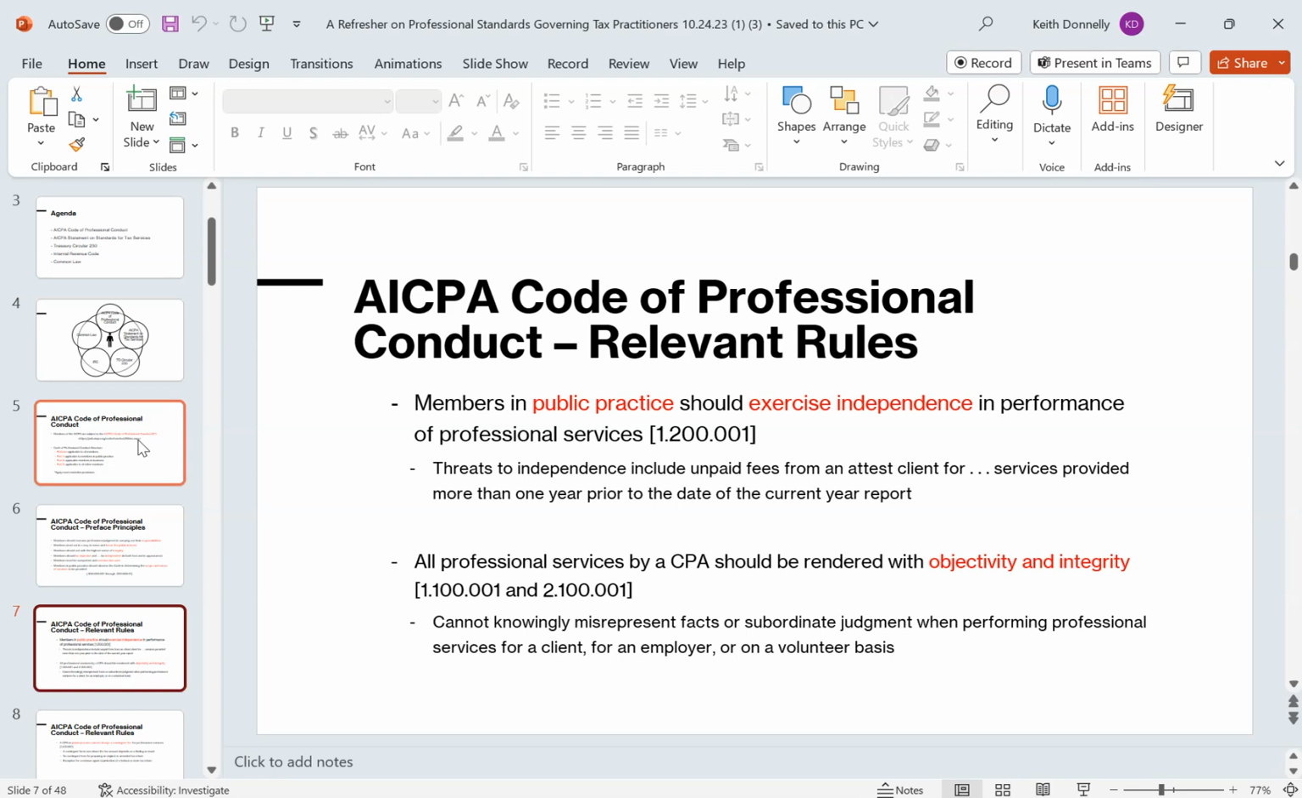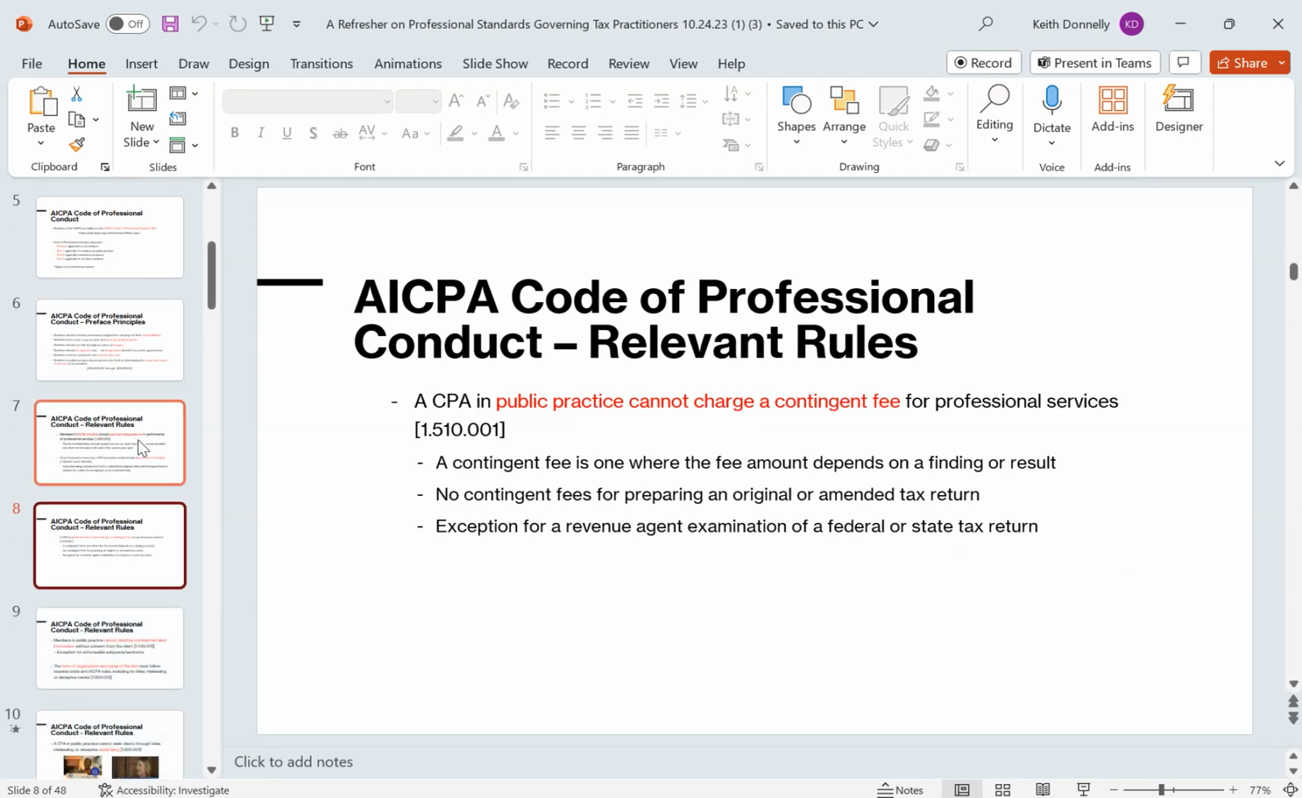Continuing here, you got to act objectively and with integrity. You can't be biased. Likewise, and we're going to see this throughout, you can't, as a general rule, charge a contingent fee. A contingent fee is one where the fee amount depends on a finding or result. And generally, if it's an original or amended return, so somebody comes in and asks, can you please prepare their tax return, or can we amend a prior year return? In those situations, you cannot charge a contingent fee.